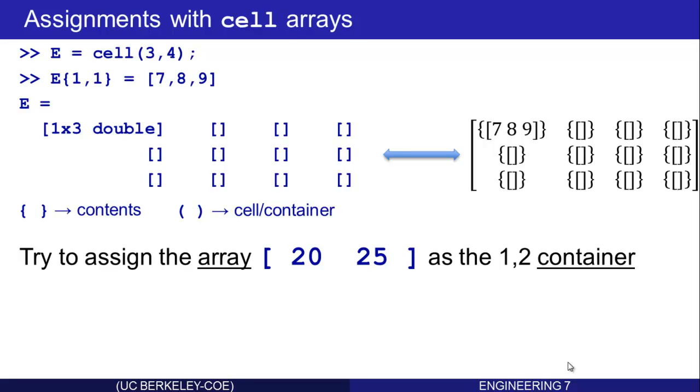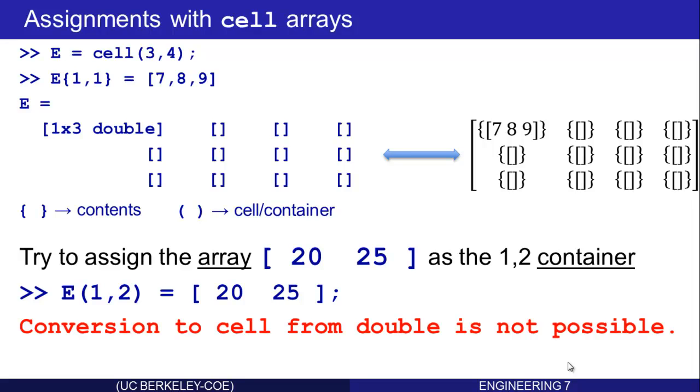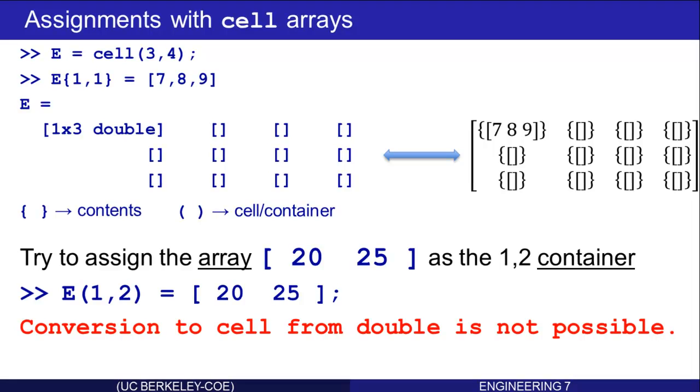Alternatively, let's try to assign the array 2025 as the 1,2 container of E. Here, the 1,2 element of E, which is a cell, is assigned the value 2025. This results in an error, and Matlab says that the conversion to cell from double is not possible. Let's look at this from a slightly different point of view.